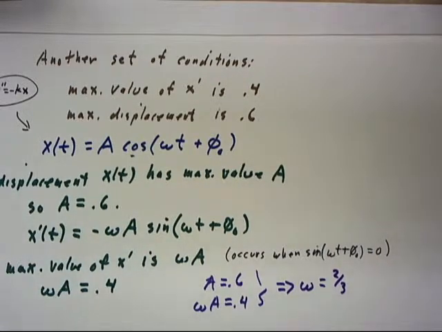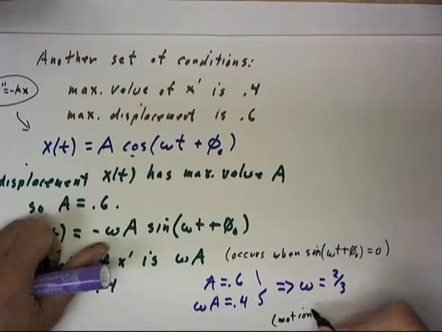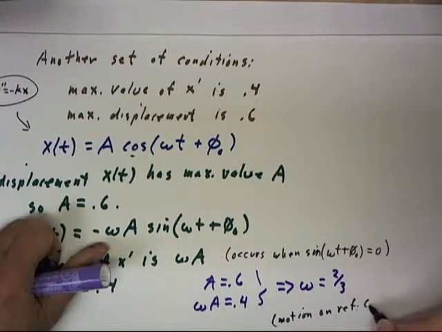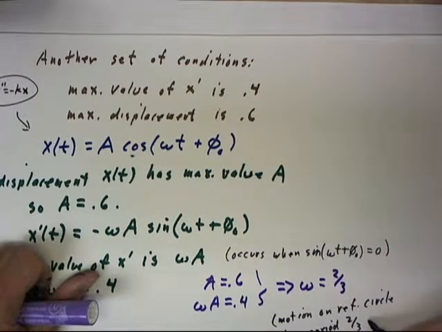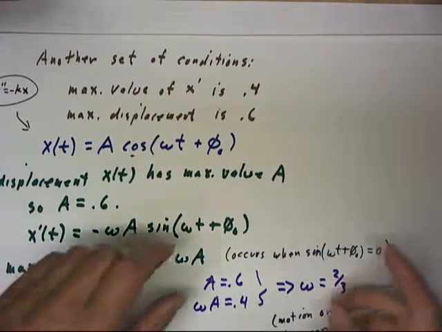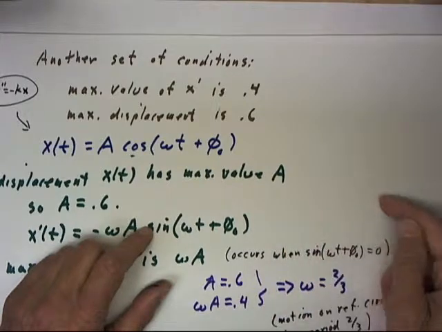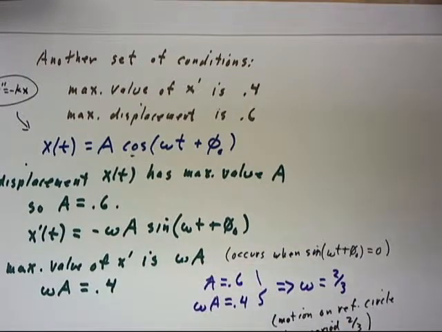The interpretation of omega equals 2/3. The motion on the reference circle has angular rate 2/3. We haven't specified the units of time, but if t is measured in seconds, that would come out 2/3 of a radian per second. The result would be motion along the x-axis with a point moving around the reference circle at the given rate, omega.